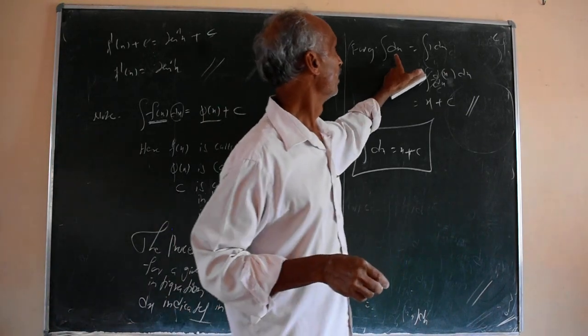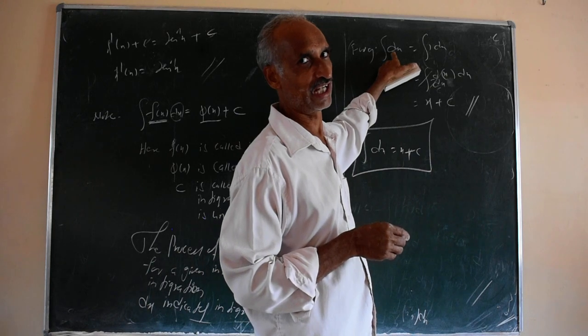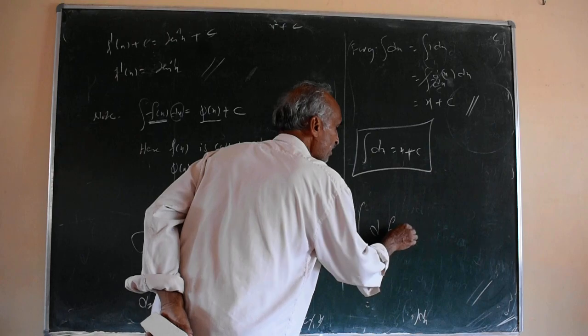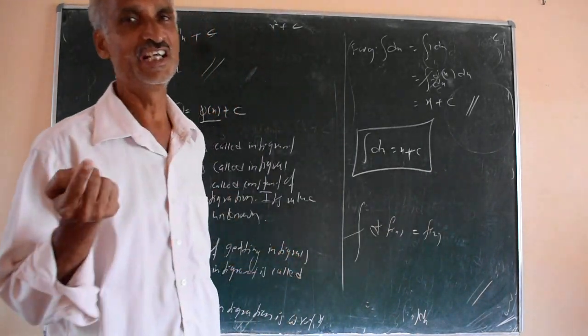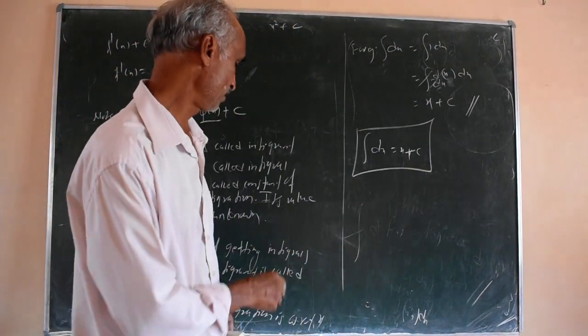Here only I can write down the answer. Integration and d, differentiation, cancel each other. And for the formula integration of d of f of x equals f of x, integration and d cancel, so the answer is x. That's the basics of integration.